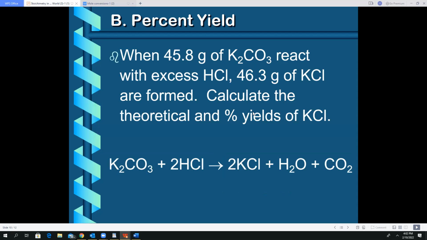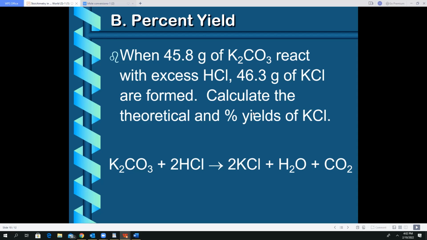Okay, so here's an example. You notice it's telling you 45.8 grams of potassium carbonate react with excess. You notice that they're already telling us that we have more than enough hydrochloric acid. So this is not the limiting reagent, and this is not a limiting reagent problem. Okay, because they're just telling us how much they reacted, how much they got, and they want us to calculate the theoretical amount that we would form and the percent yield. So this is a straightforward stoichiometry problem.